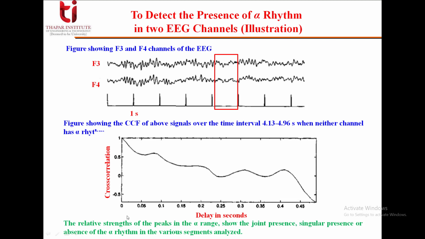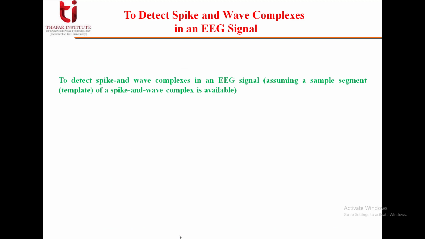So the relative strengths of the peak in the alpha range show the joint presence, singular presence or absence of the alpha rhythm in the various segments that are analyzed. So this was the detection of alpha rhythm.